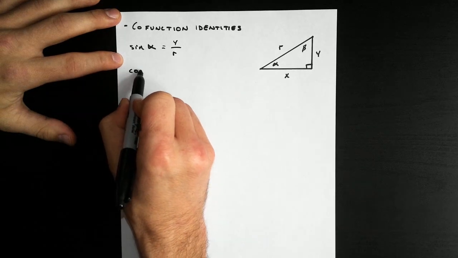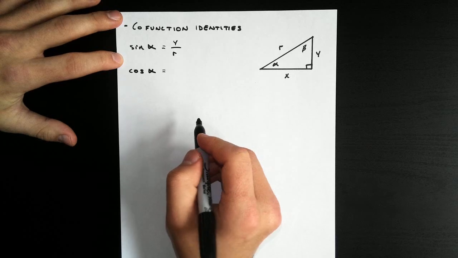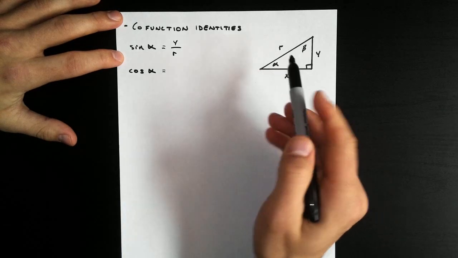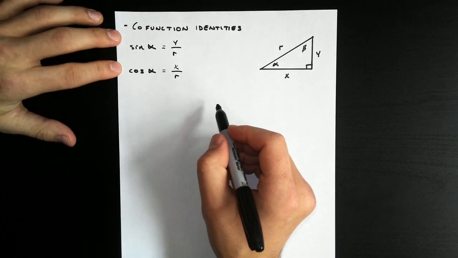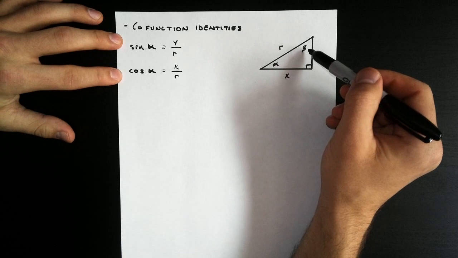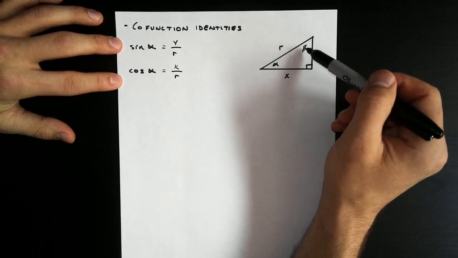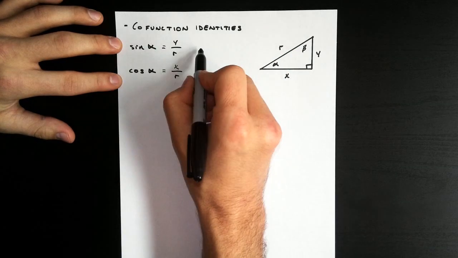Let's do the cosine of alpha. Cosine is the adjacent side divided by the hypotenuse. So adjacent is x, and then the hypotenuse is r. Now let's switch to our other angle, and let's do the same thing. When we switch to the other angle, our opposite side and our adjacent side also switch.